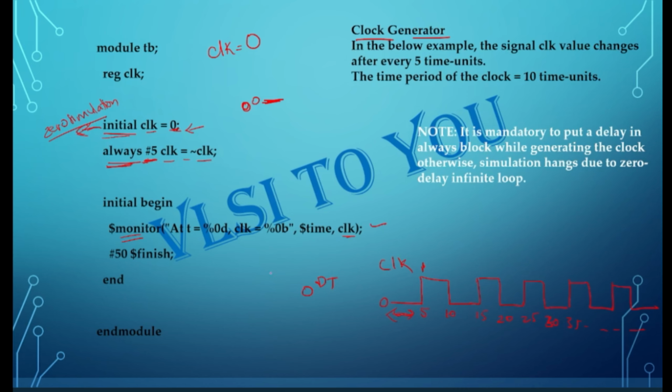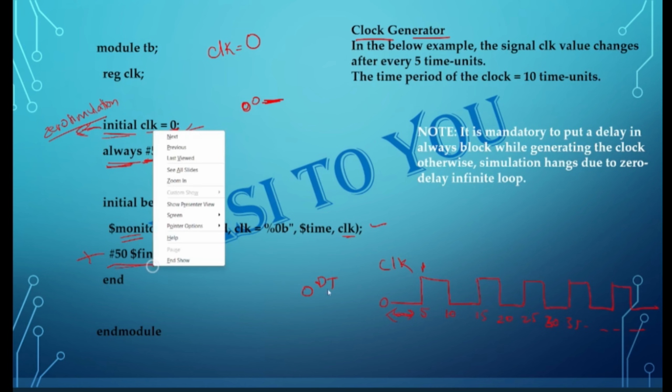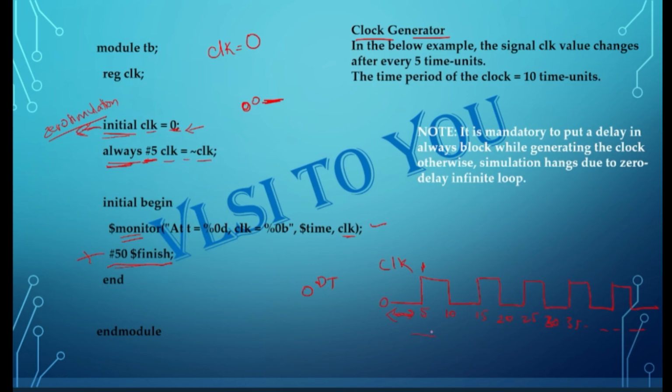And if I didn't give this particular value like #50 $finish, then what happens? This clock will be generated continuously. If you didn't mention this $finish, then the simulator will be continuously running and it will enter into a zero-delay infinite loop.